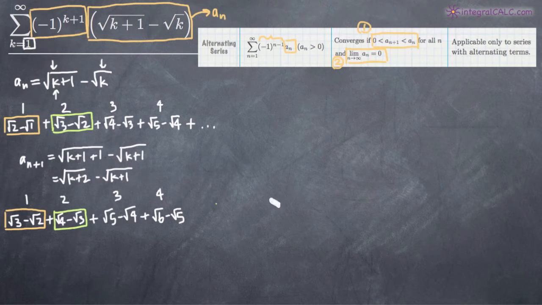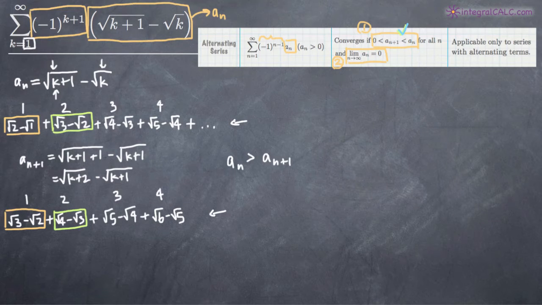Right? When we compare each one of those terms in the series, what we find is that a sub n, these terms up here, are always greater than the a sub n plus 1 terms. So we conclude that a sub n is greater than a sub n plus 1, what we get when we plug in k plus 1 for k, which is what we want up here. We want a sub n to be greater than a sub n plus 1.